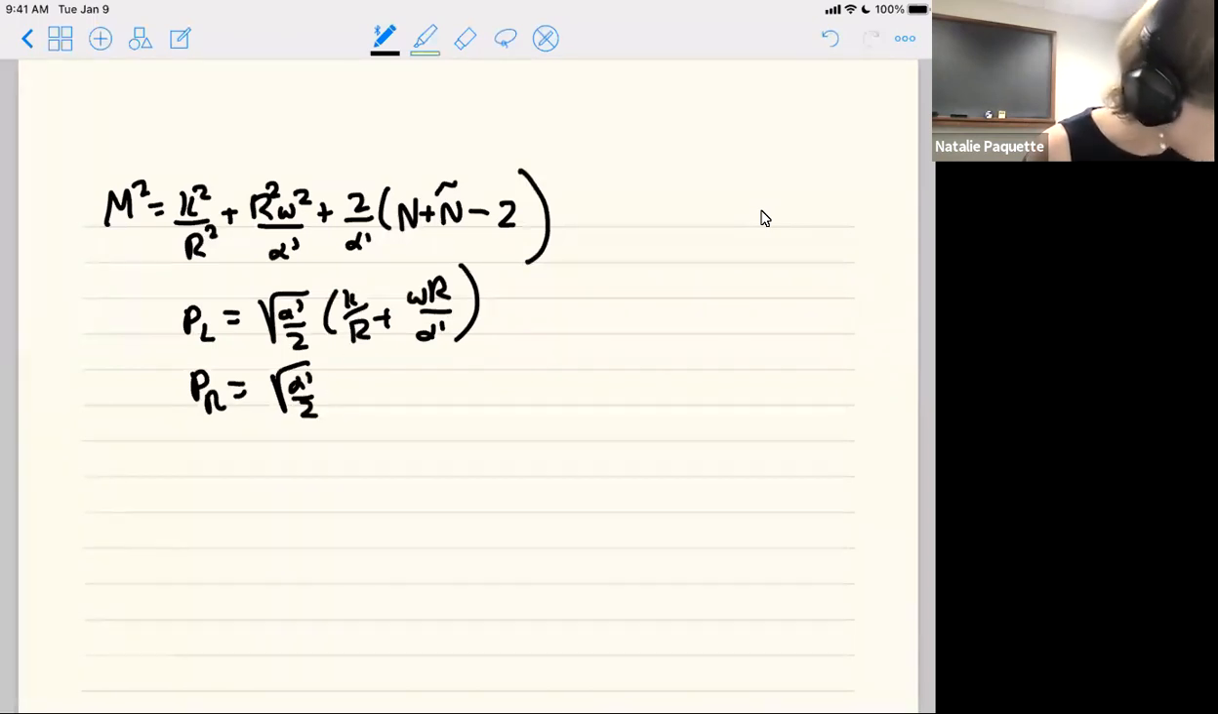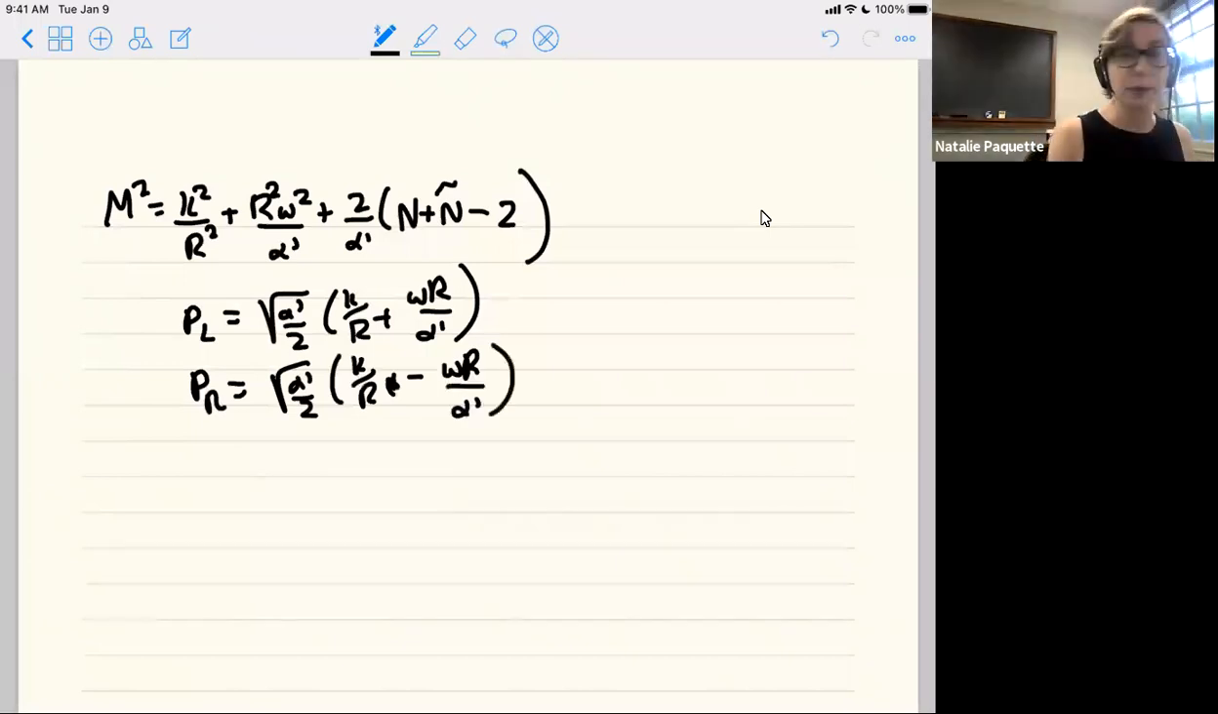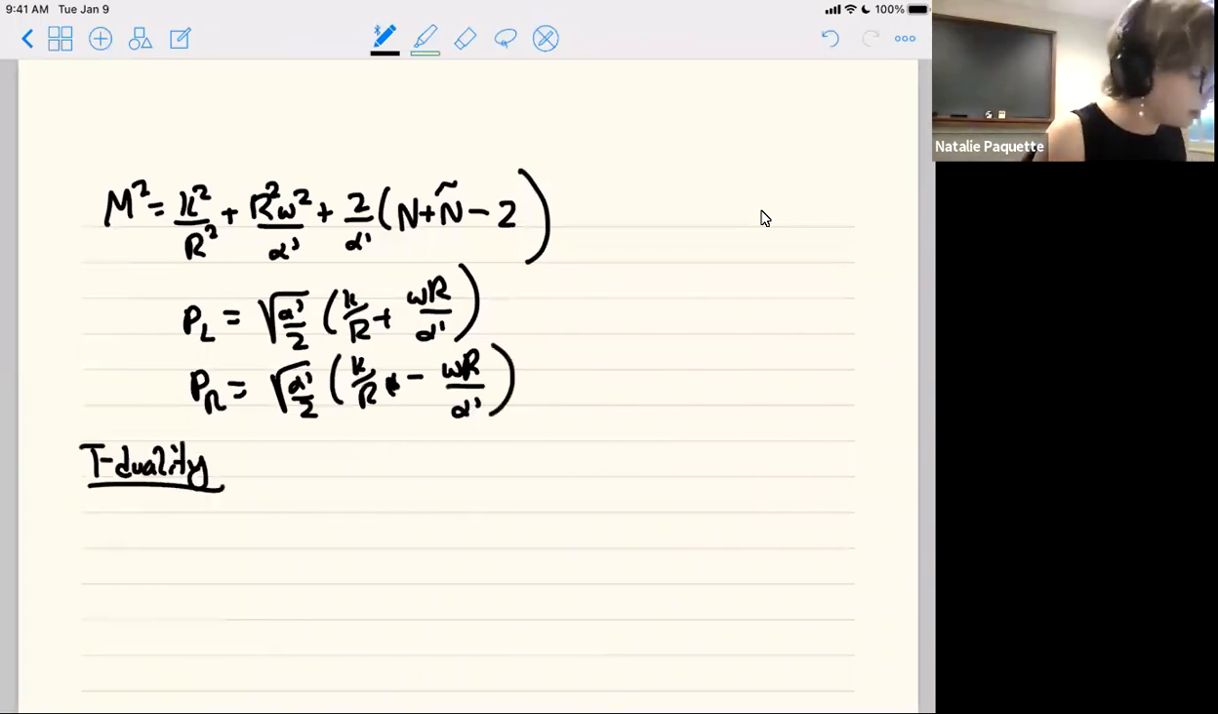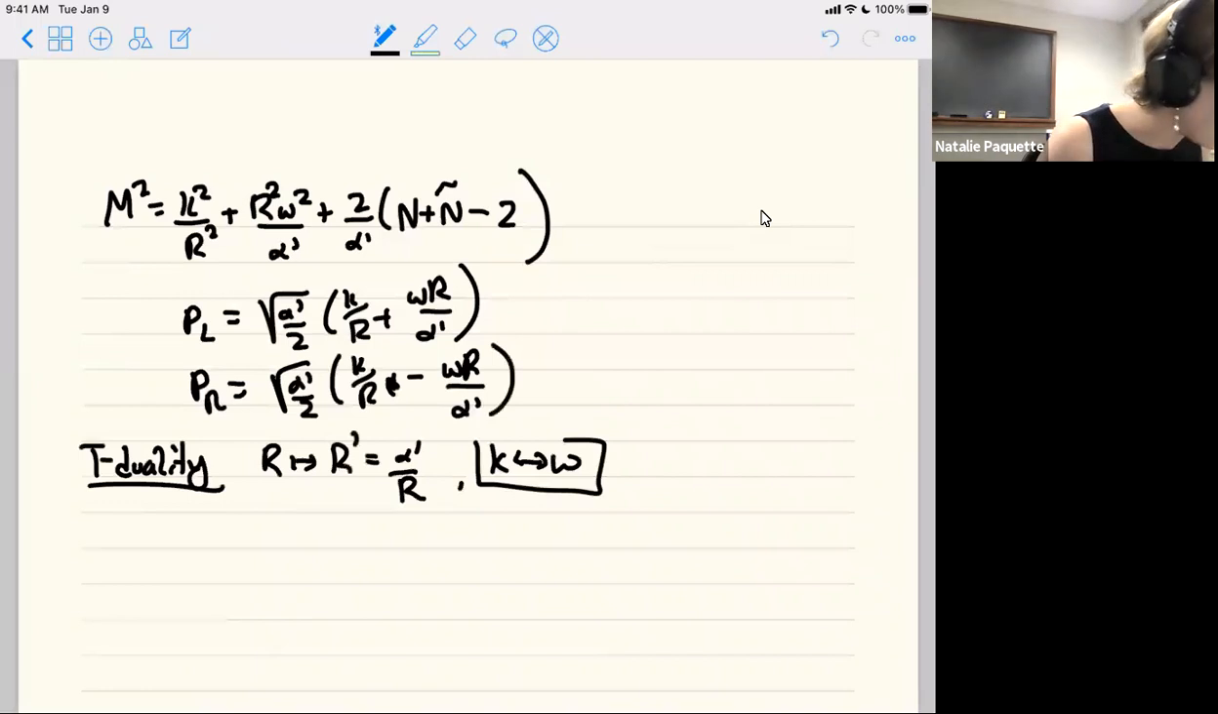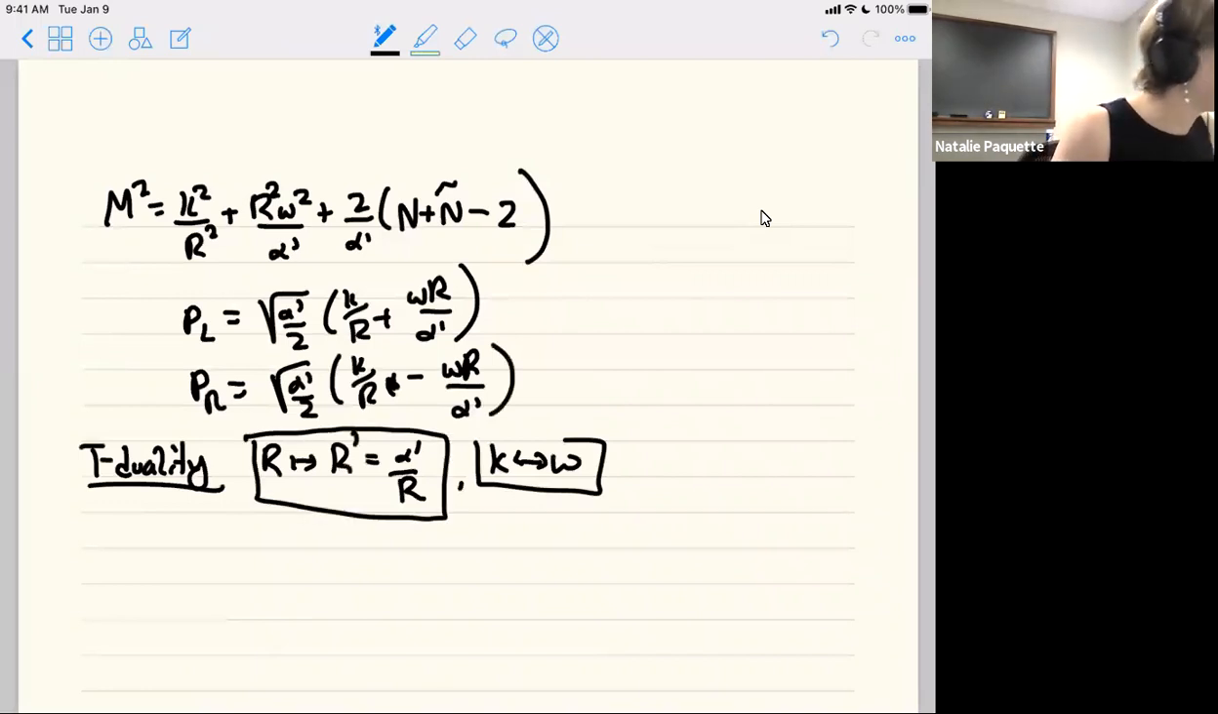The left and right moving center of mass modes, when you split up X25, take the following form. Okay, so 1 minute, I can tell you what T-duality is. This mass shell condition is invariant if I replace R with R prime, which is alpha prime over R, provided I also swap the momentum and winding modes of the circle. So the spectrum of particles is identical if we compactify on a circle of radius R, or if we compactify on a circle of radius alpha prime over R, provided we also exchange the momentum and winding quantum numbers.